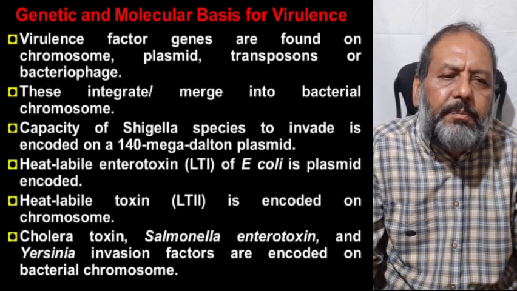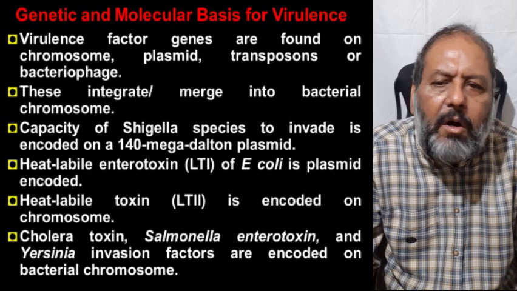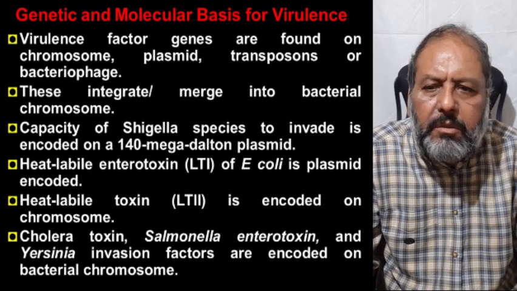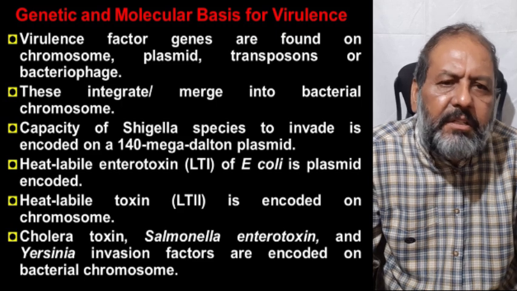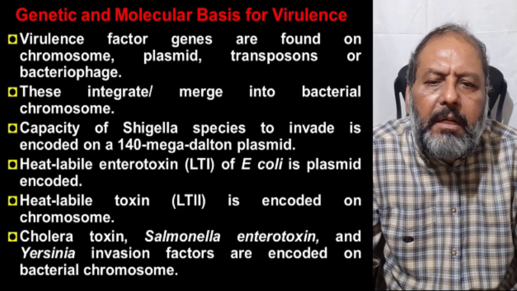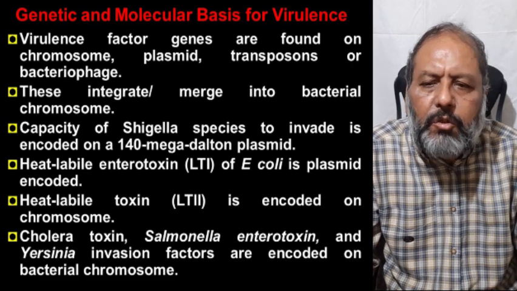Genetic and molecular basis of the virulence. Virulence factor genes are found on the chromosome, plasmids, transposons, or bacteriophage. These are the genetic material, and these integrate or merge into the bacterial chromosomes.